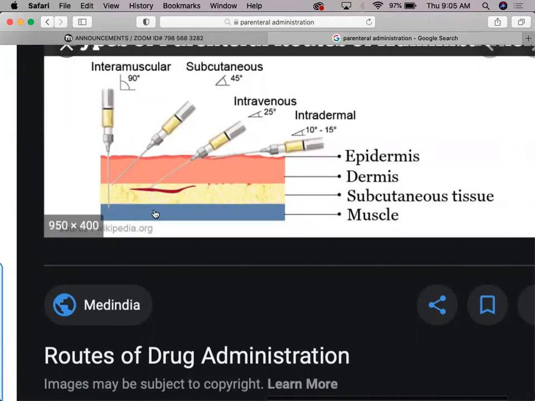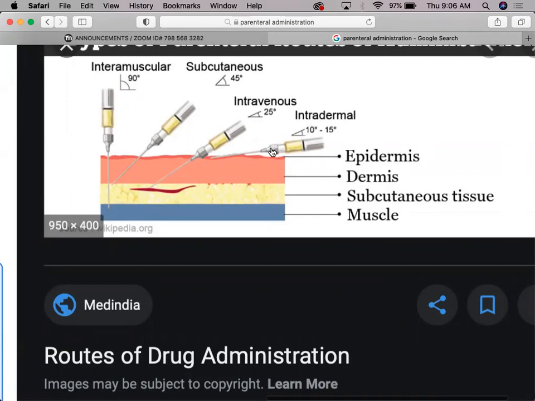Now, of course, intravenous, the down angle is around anywhere from 15 to 25, depending, right? But you can see how it's more shallow. And for the intravenous, we want it to go into the vein. And remember, out of all these 4 deliveries of parenteral medication, this is the fastest. So if I push something IV, the effects will be almost instantaneous.